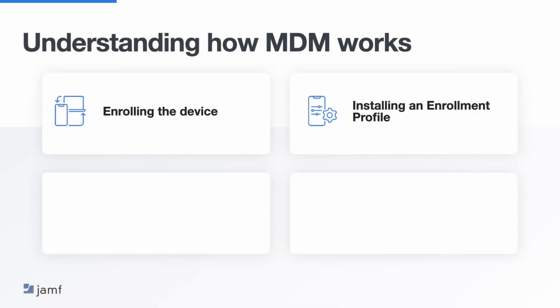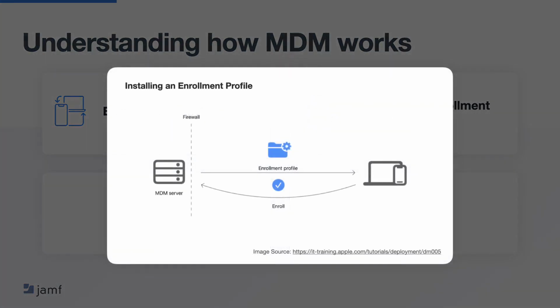So now that the device is enrolled in the MDM, let's take a look at installing an enrollment profile. The device downloads the enrollment profile during the enrollment process. Now, in some cases, the download is automatic, and in other cases, an MDM administrator or the user downloads the profile to install it. You can install or distribute an enrollment profile in several ways. For instance, you can email the enrollment profile to the user or ask the user to download it from an organization portal.